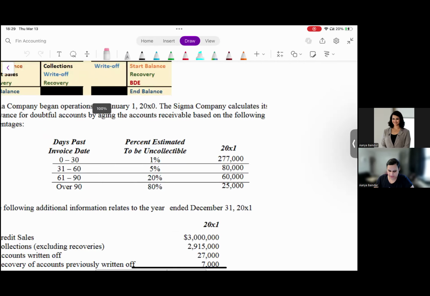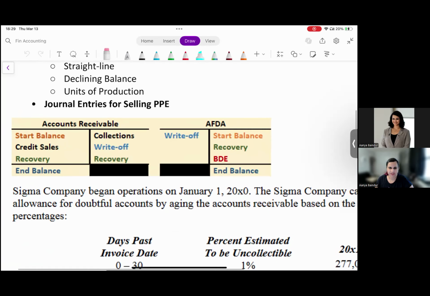The very first thing I'll bring your attention to is this T table that I've created. This gives you a basic overview of what all allowance for doubtful accounts questions will involve. These are basically the blanks that you'll have to fill for each question. Each question will first of all start with a starting balance. You'll have the starting balance for your accounts receivable, and you'll have a credit balance for your allowance for doubtful accounts.